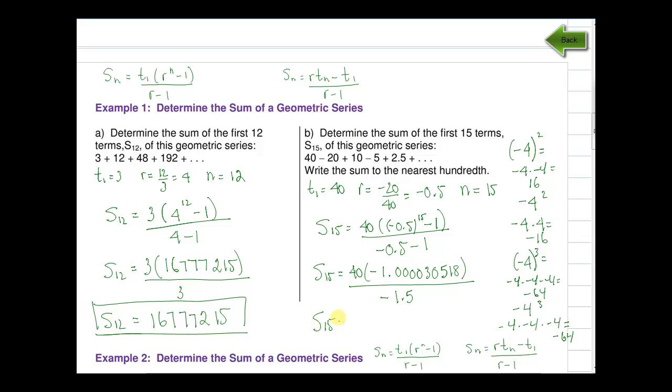And then finishing off the calculation, you're going to go 40 times negative 1.000030518 divided by negative 1.5, and you should get an answer to the nearest hundredth of 26.67. Okay, so that finishes up our first example.